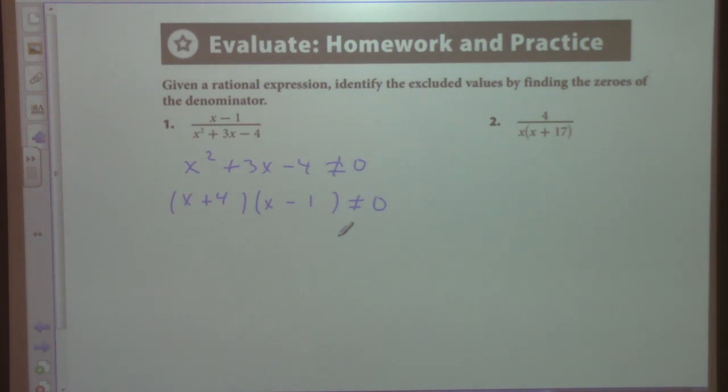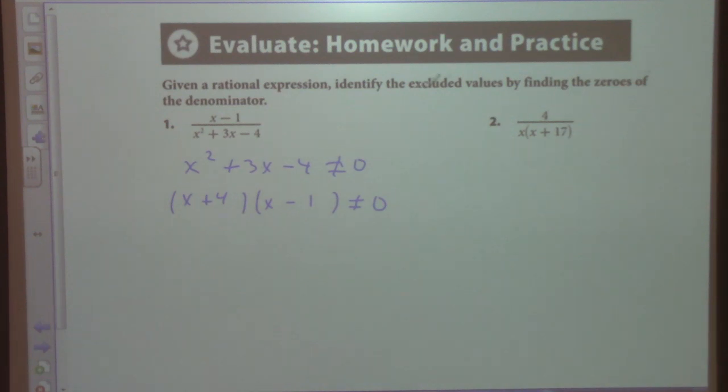Then what do we do with these two factors now? Cancel out x minus 1? Not yet. Not yet.